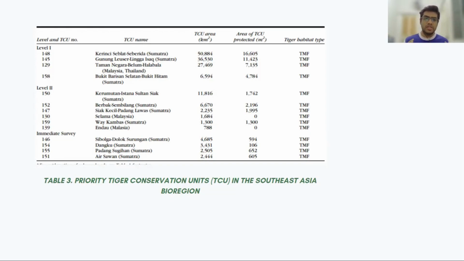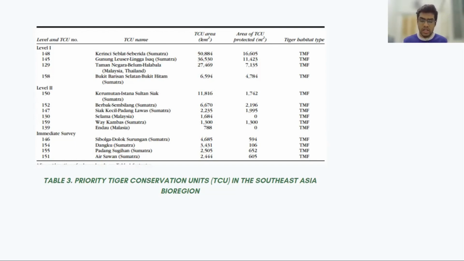And 14 out of the 31 TCUs do not have any strict protected areas, same as in the other two regions. The mean size of the area of TCU is around plus minus 2,908 to 4,544 square kilometers, or 36% of the total TCU area.